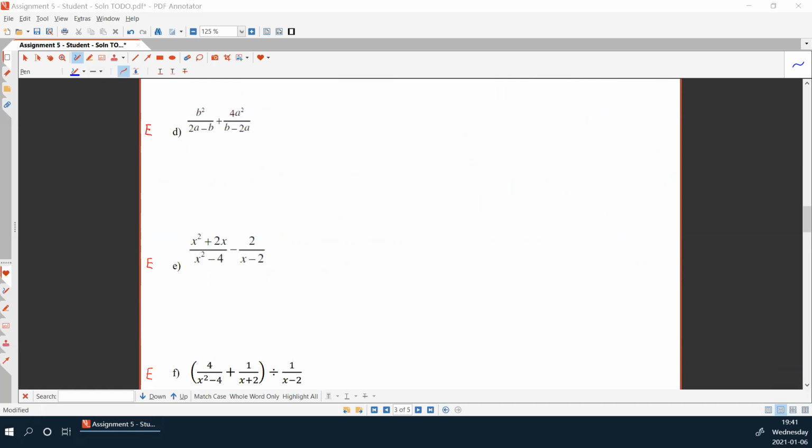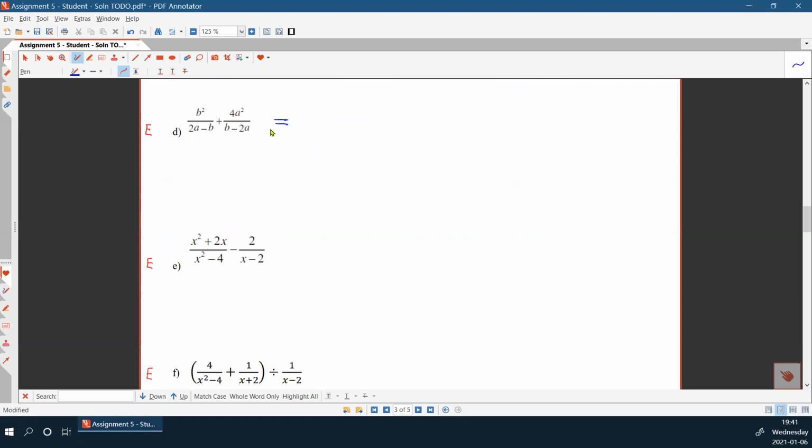Okay, next question. Its methods are the same. As we said, you should check the least common denominator first. First item 2a minus b. Second item b minus 2a. Okay, b minus 2a is actually minus 2a minus b, right? So their common denominator is 2a minus b. Okay, let's use 2a minus b and see what happens.